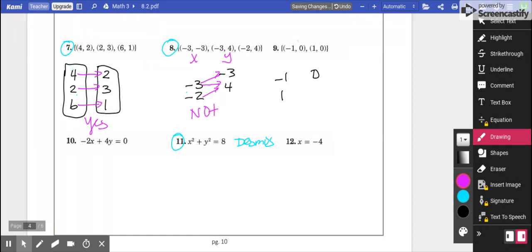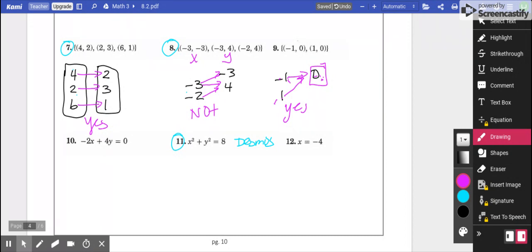Okay, here I've got -1 to 0, and when it's 1, it's 0. This is a function, okay? Because -1 and 1 are two different numbers. It doesn't matter about the output, it just matters there. So the y can have more than one x, but the x cannot have more than one y.